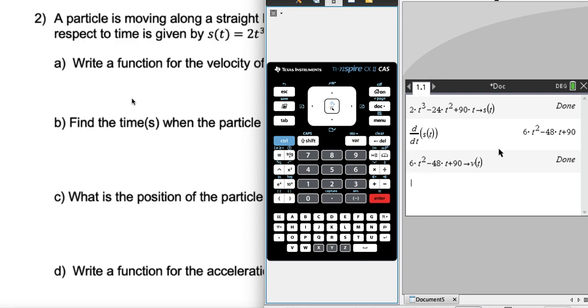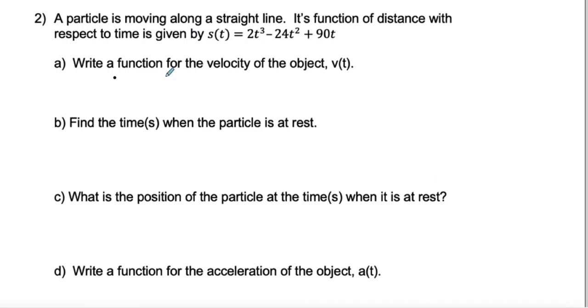And now I got this. So let's record that as our answer. So we got 6t squared minus 48t. So our velocity is 6t squared minus 48t plus 90. And now I'm going to use that. It says find the times when the particle is at rest.